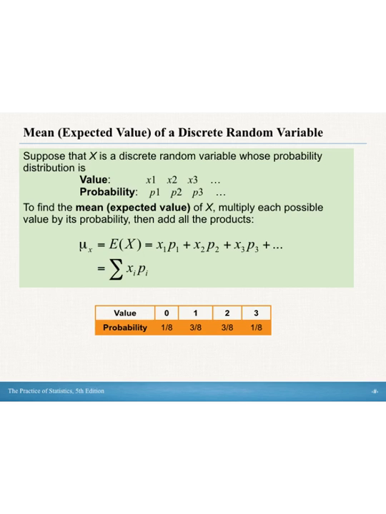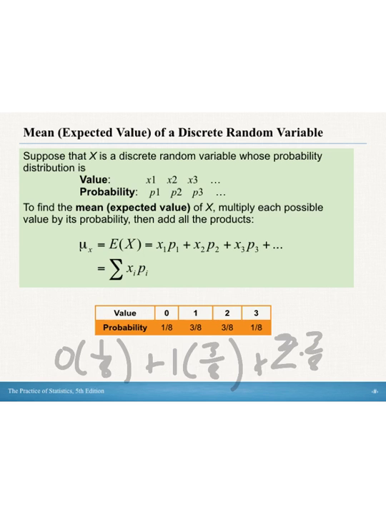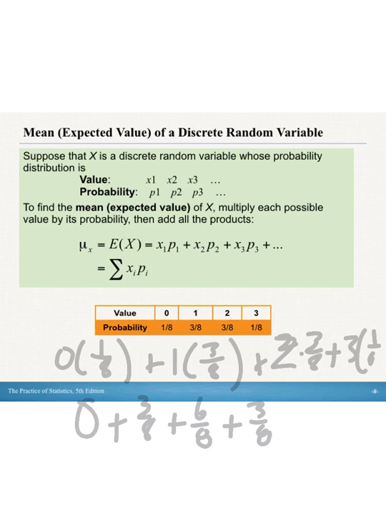Using our example from the coins, if we wanted to find the expected value, we would multiply 0 times 1/8 and add it to 1 times 3/8, and 2 times 3/8, and 3 times 1/8. So we get 0 plus 3/8 plus 6/8 plus 3/8, which is 12/8. What is that? 1 and 4/8, so it's 1.5.